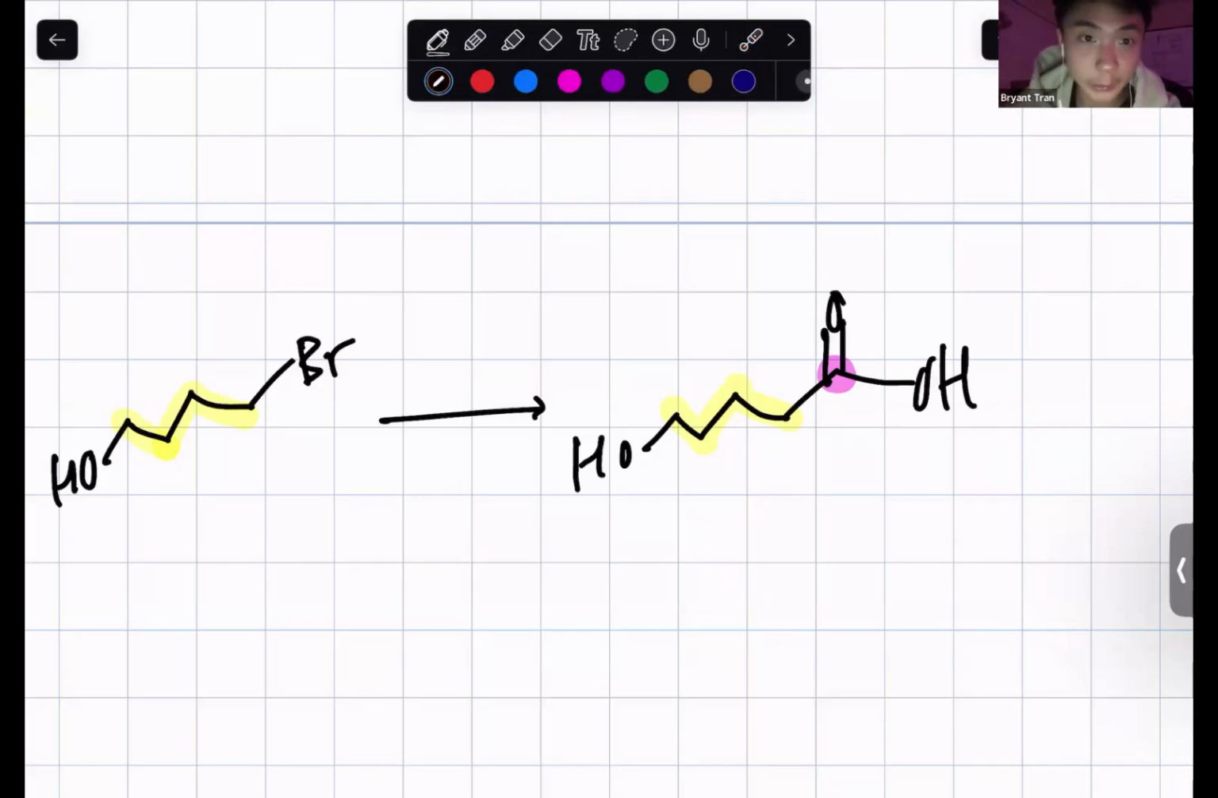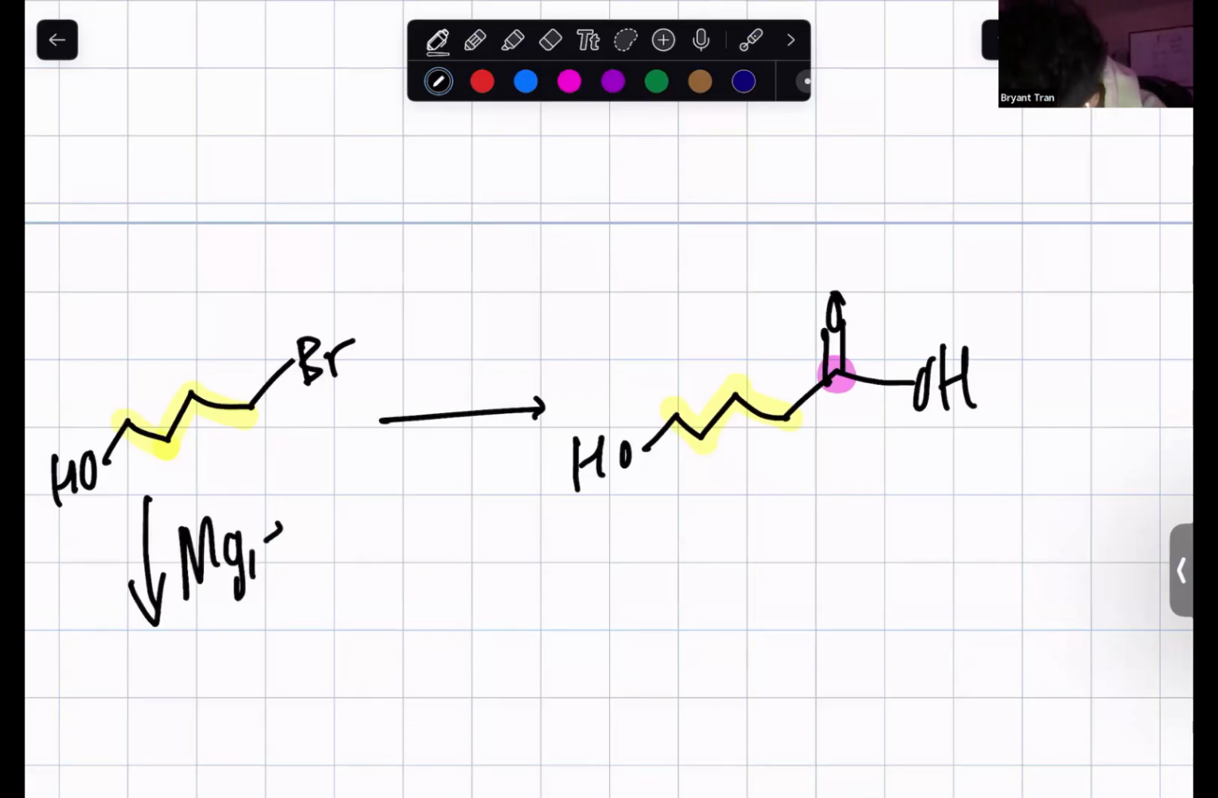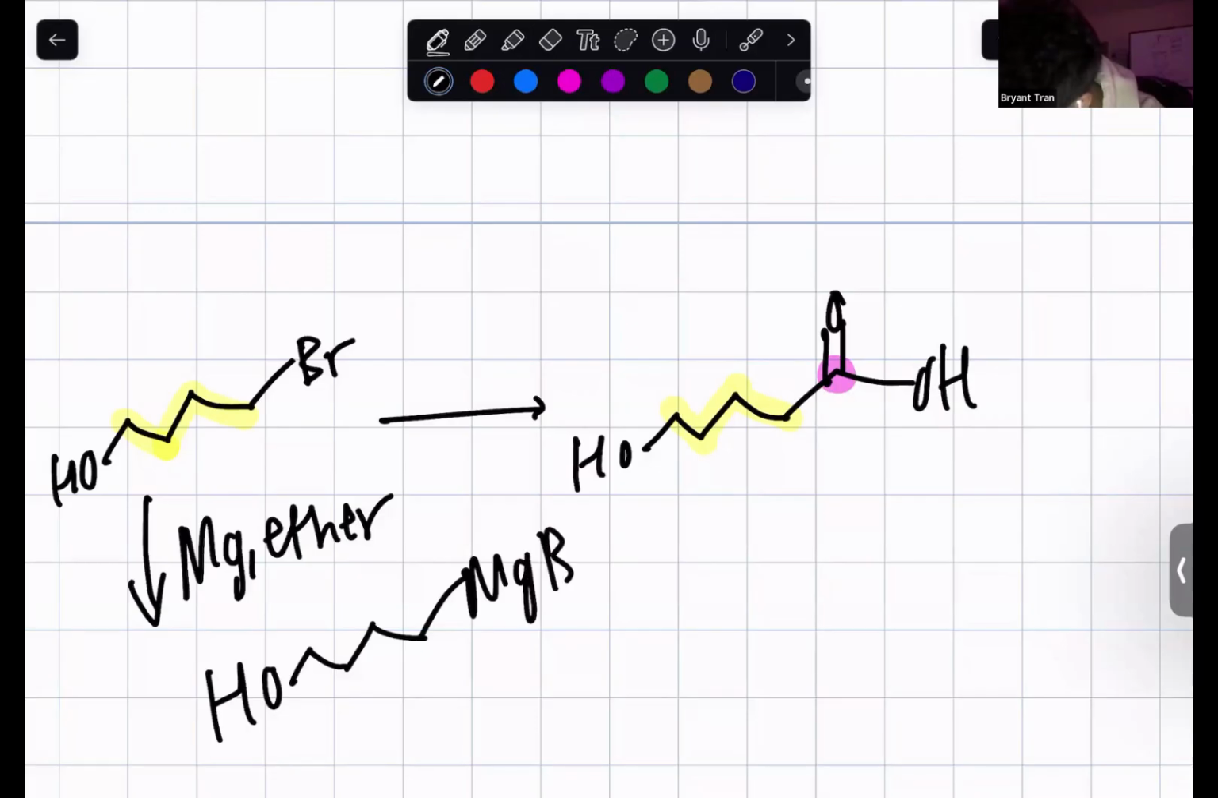If you try doing the Grignard reagent route, by doing, let's say, Mg with ether, you're going to create the Grignard reagent, which is this RMgBr right here, where you notice how this carbon here is partial negative. I mean partial negative, it's not partial positive. It's partial negative.